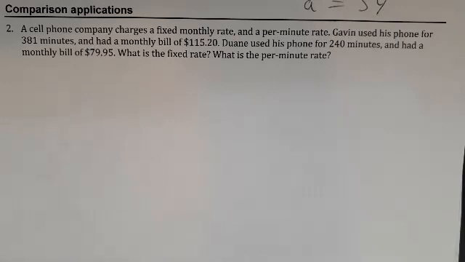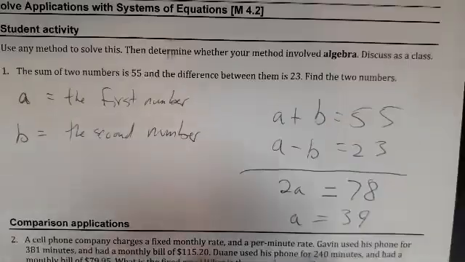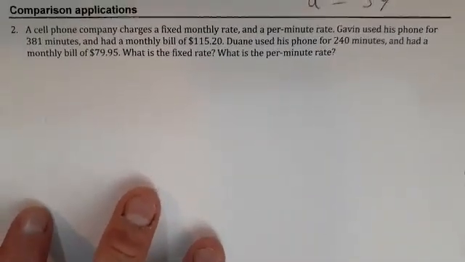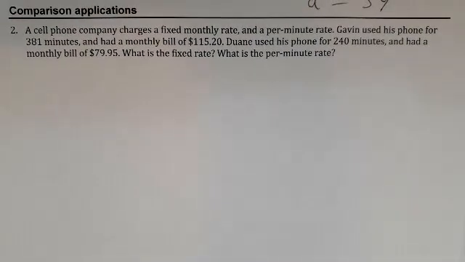So I hope number one makes some sense. We have two unknowns. We're doing the sum and we're doing the difference between them. Number two is something like we've seen already before, so I'm hoping this looks kind of familiar. Cell phone company, I guess they love their cell phone company examples.